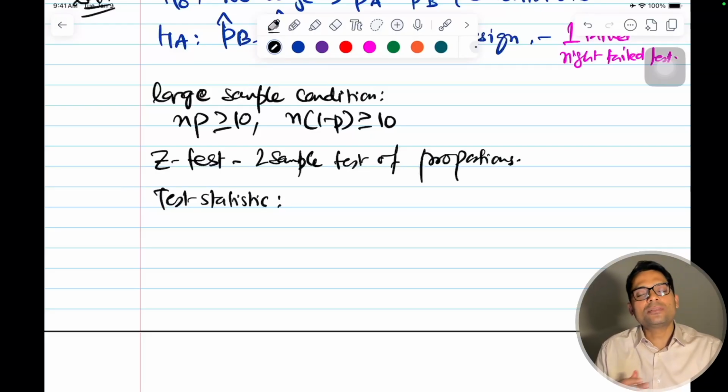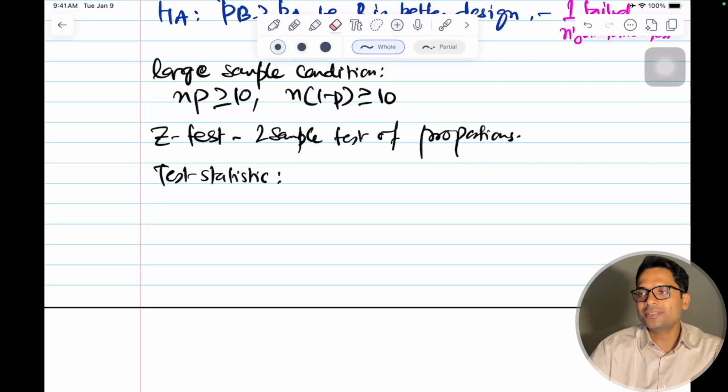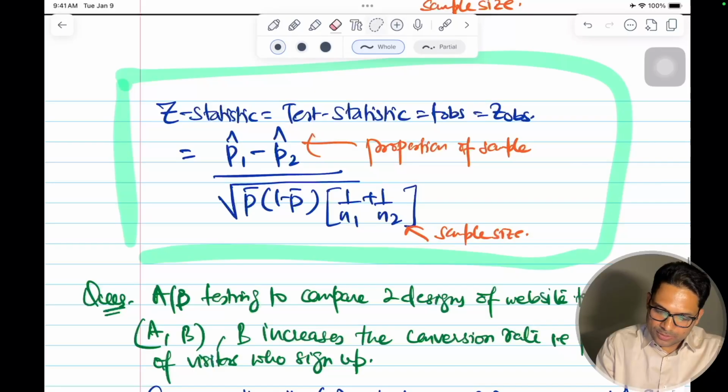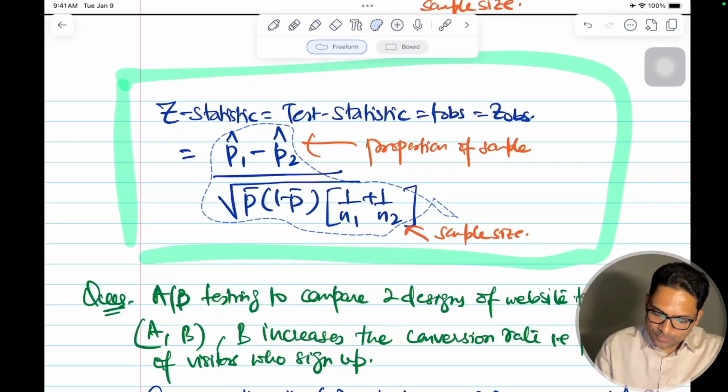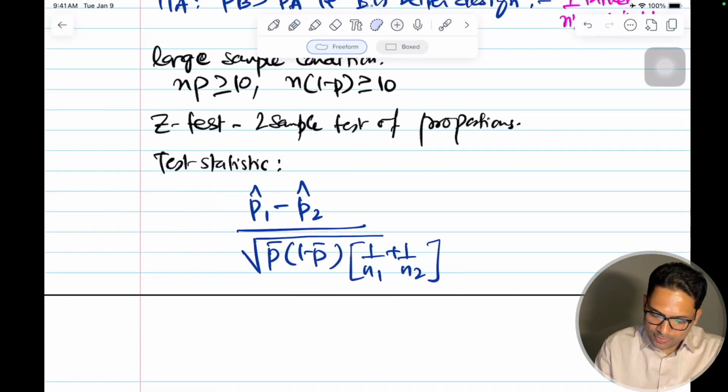It will give me the distribution. The underlying distribution is normal, but the test statistic which we will measure is, what is the formula here? This is the formula. Let me copy this. I'll put the values.